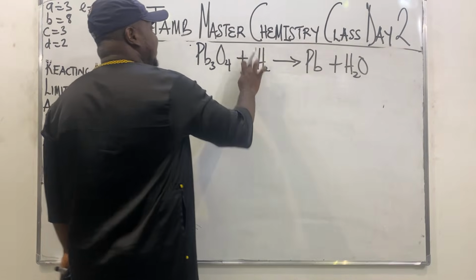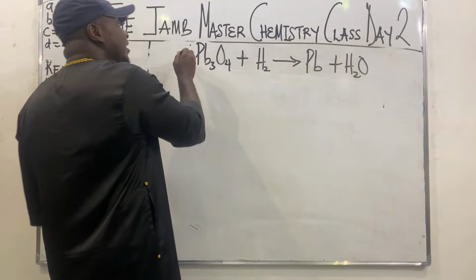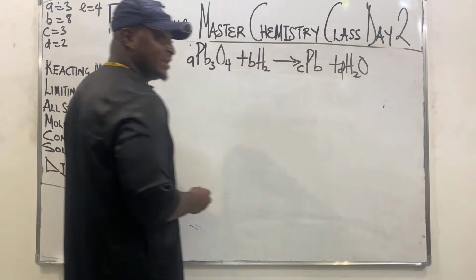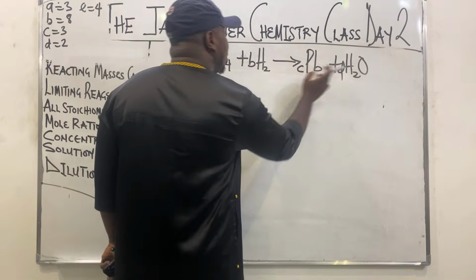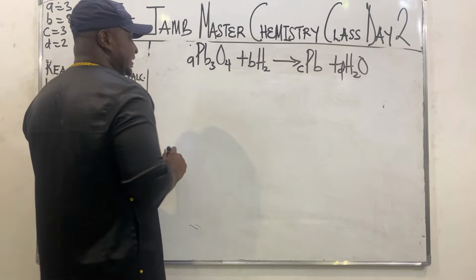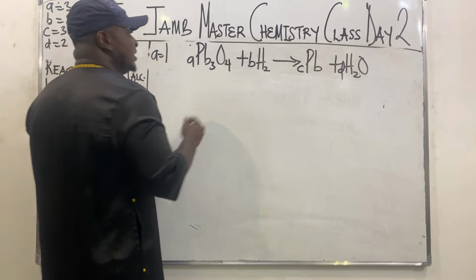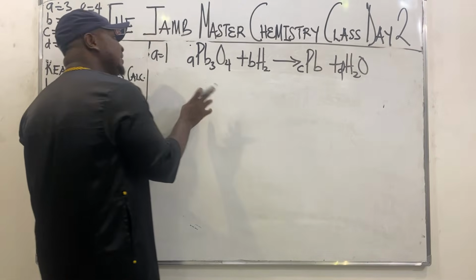Class, what's the first step? By now you must have gotten some things. Represent A, B, C, D. That's the first step, right? Represent every component of the equation with unknown letters. A, B, C, D. Step 2, let A be equal to 1. Step 3, form an equation for every atom of element in the equation.